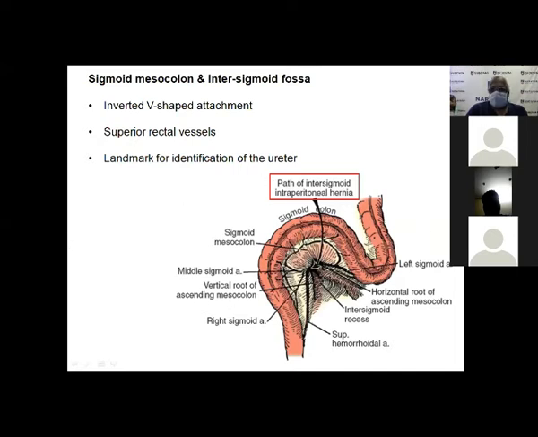You can see how it is being supplied by all the vessels. This is an inverted V. If at all you want to prevent volvulus from occurring, we divide the peritoneum here and plicate it so that it will not have a long length to rotate. But that is all outdated.